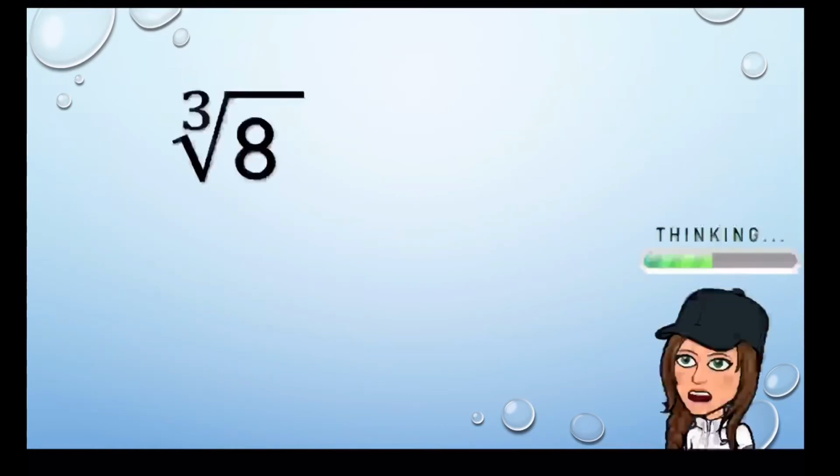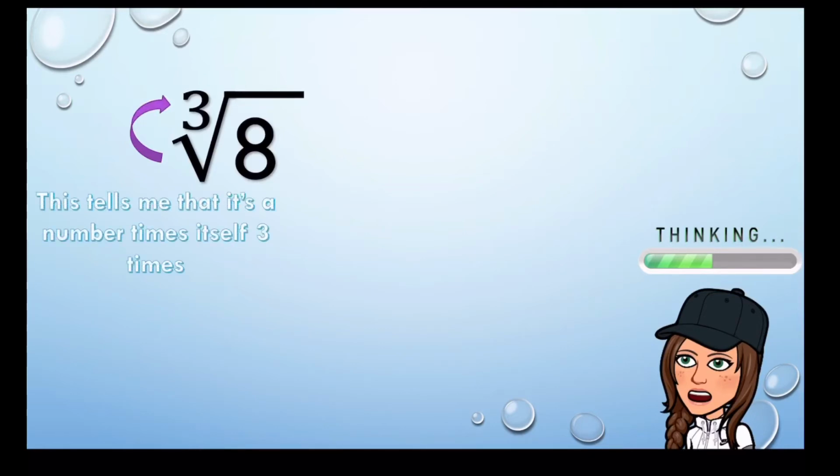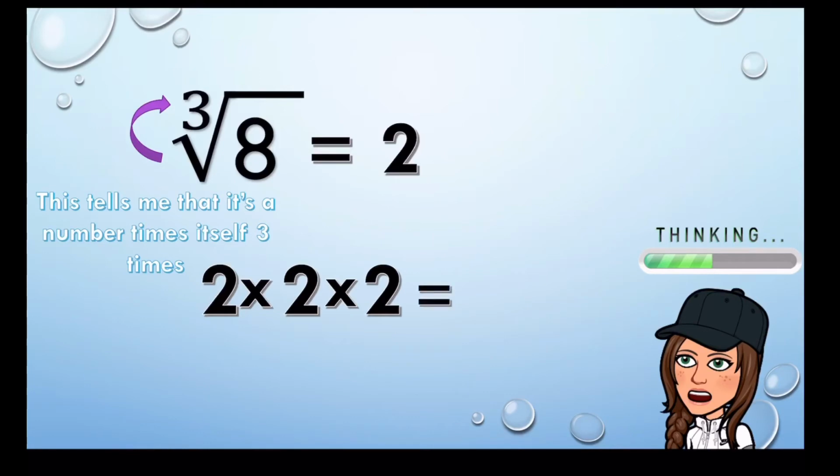Okay? Well, what do we think here? This is read as the cube root of 8. What does cube root mean? Well, it tells me that it's some number times itself, but 3 times now. So I know that answers 2. And here's how that came about, because 2 times 2 times 2 is what gave me 8. So the cube root of 8 is 2. Are we getting the hang of it?